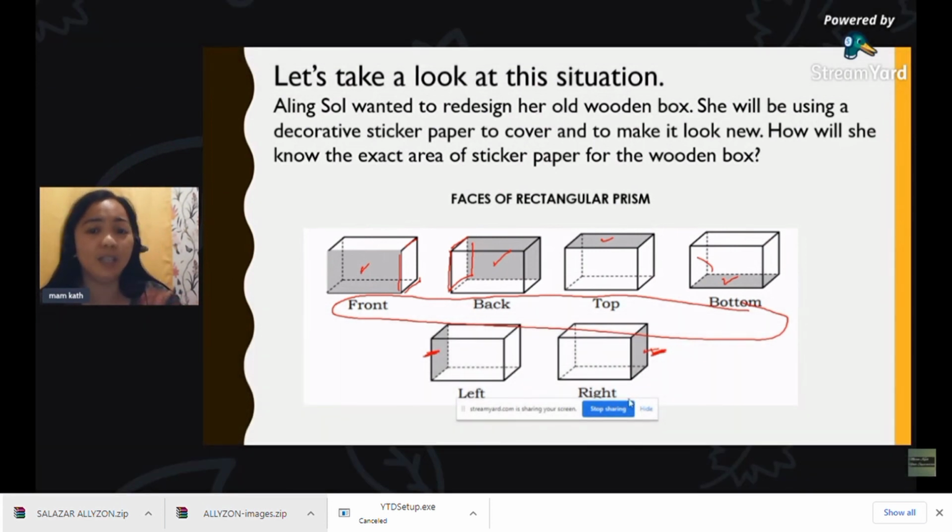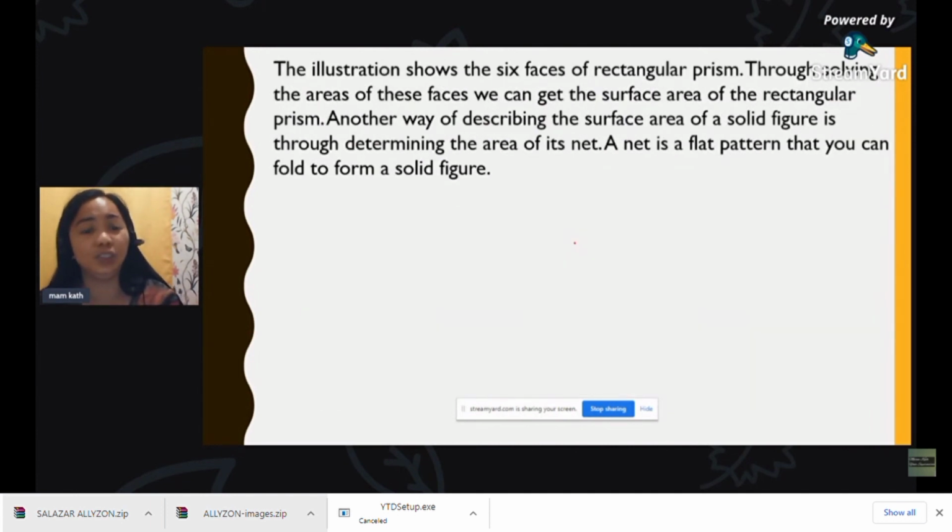So, pag sinabi nating tatakluban, we are talking of surface area. The illustration shows the 6 faces of a rectangular prism. Through solving the area of these faces, we can get the surface area of the rectangular prism. That is why, pag sinabi natin surface area, that is the total area of the faces of a solid figure.